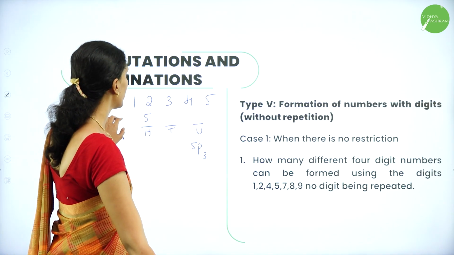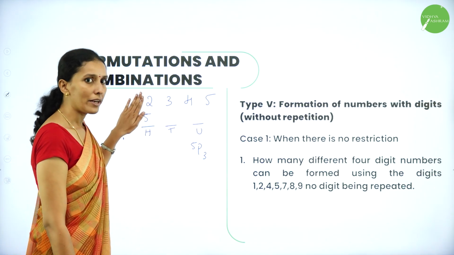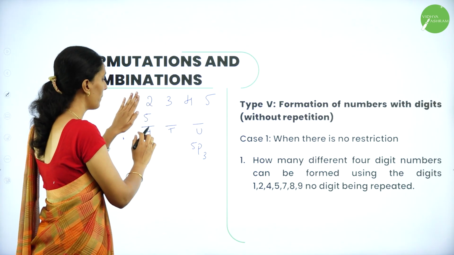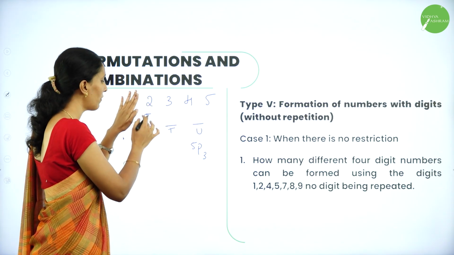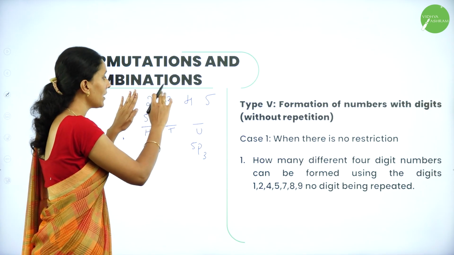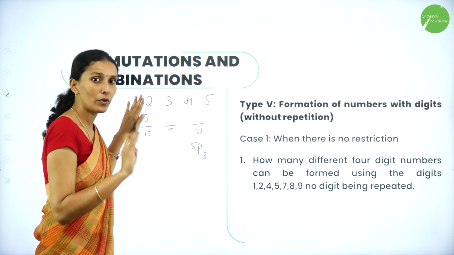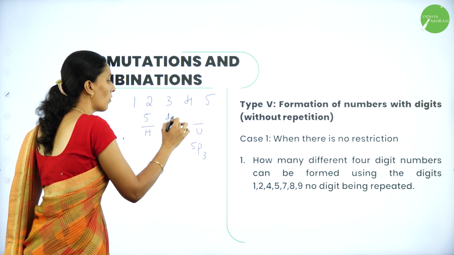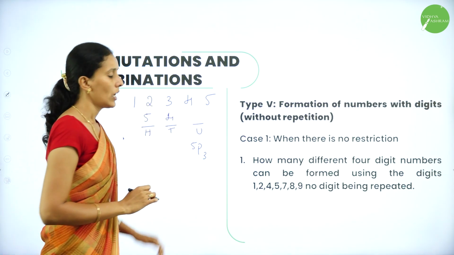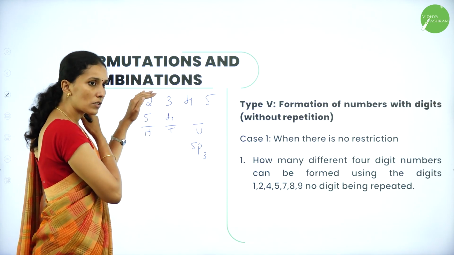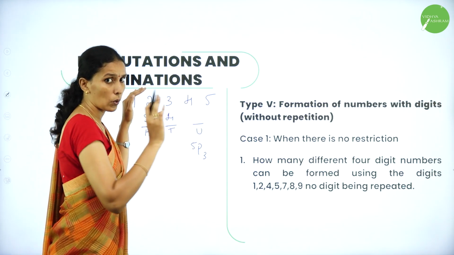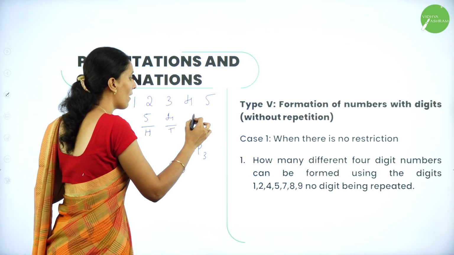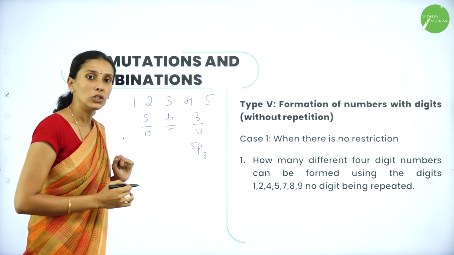Let me consider that 1 is gone now, because I have filled 1 in the hundreds place. How many numbers are left? We are left with 4 numbers. Therefore, in the tens place, I have only 4 choices. Now let us take that 2 is gone. How many numbers are left? Only 3 numbers are left. So, I have only 3 choices in the units place.